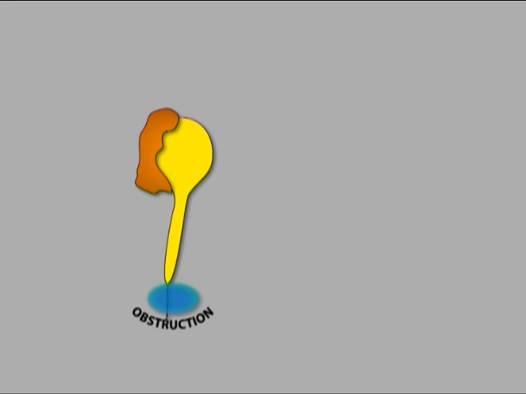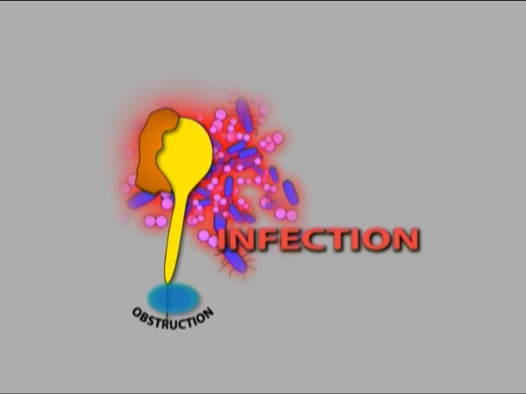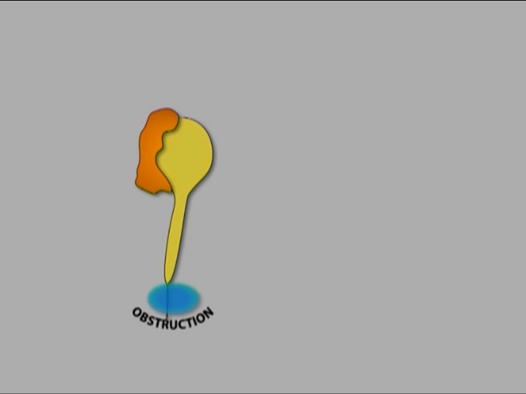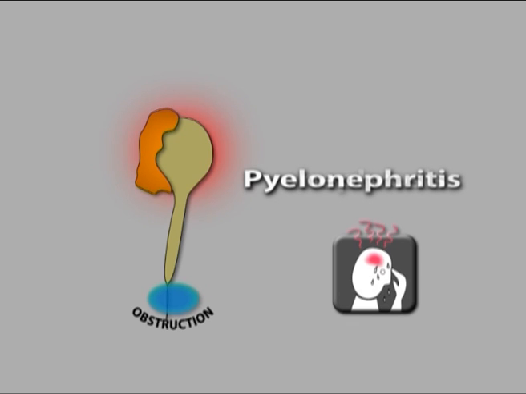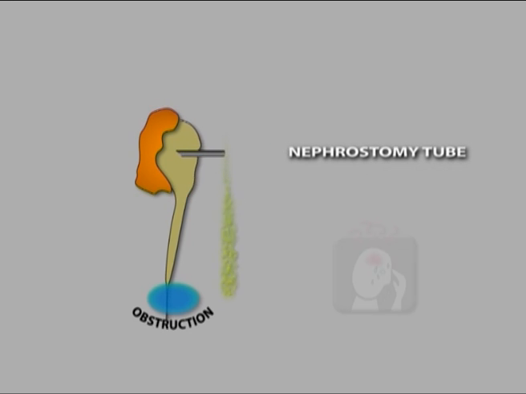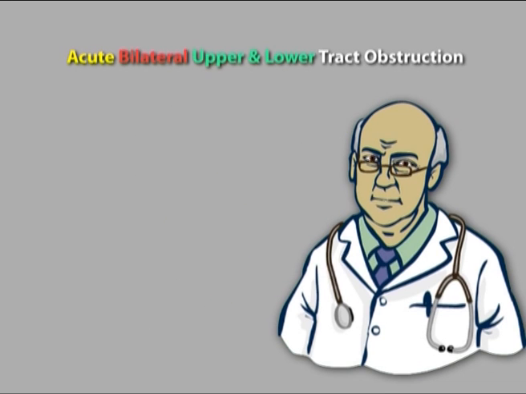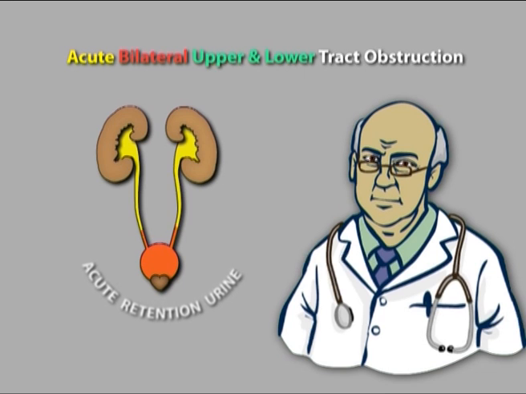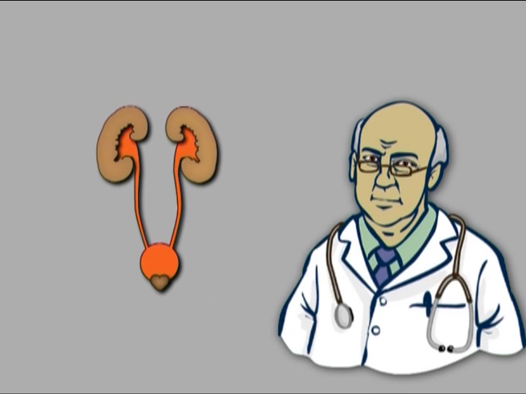A specific problem to which all obstructed kidneys are more susceptible is infection. A hydronephrosis that becomes infected is called a pyonephrosis, and an obstructed infected system, or obstructed pyelonephritis, is a surgical emergency. The ultrasound guided placement of a nephrostomy tube is the best management option in the acute situation. The commonest cause for an acute bilateral upper and lower tract obstruction is acute retention of urine. This occurs in older men and is usually a consequence of benign prostatic disease.